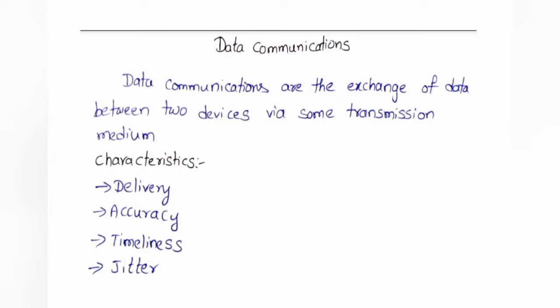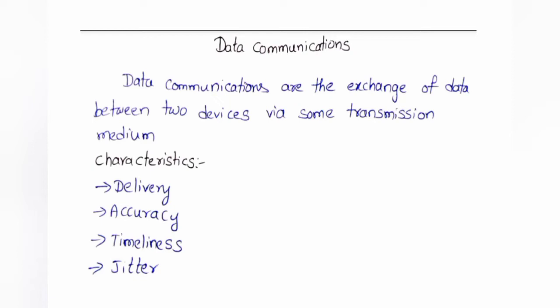So how will the data be communicated between the devices? Using some transmission medium. The transmission medium may be a wired medium or a wireless medium. Let us consider a simple example, a landline phone. In a landline phone, two phones are connected via a wired medium, and voice calls are exchanged between these two landline phones.